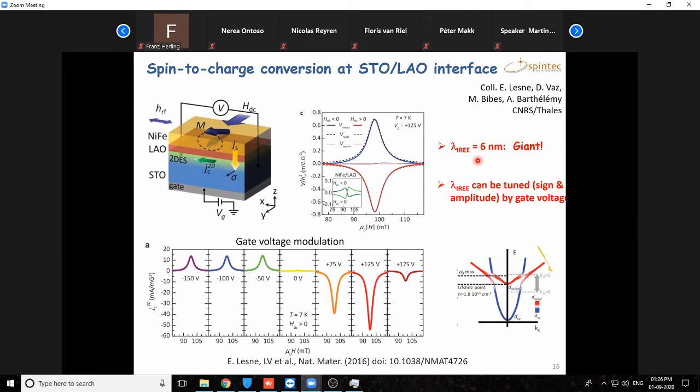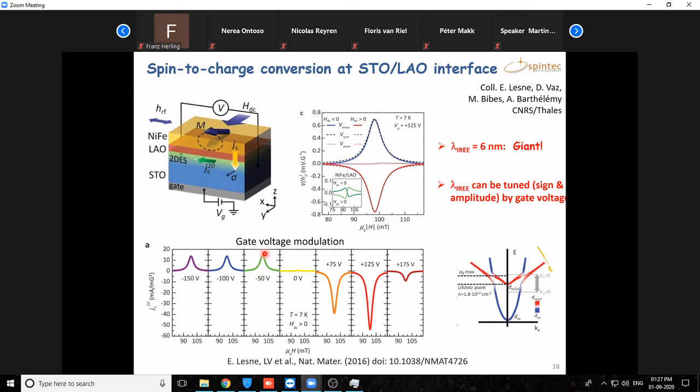And the other very interesting feature is that we can modulate in amplitude and sign the conversion as a function of the gate voltage. And we attribute these features to the fact that we go through this complex band structure with several bands involved with different chiralities, explaining why the signal can be either positive or negative.